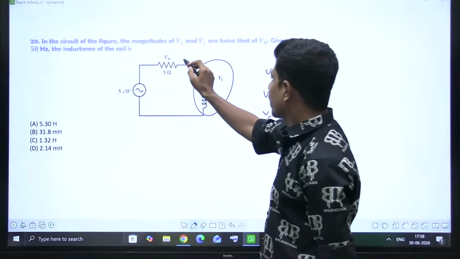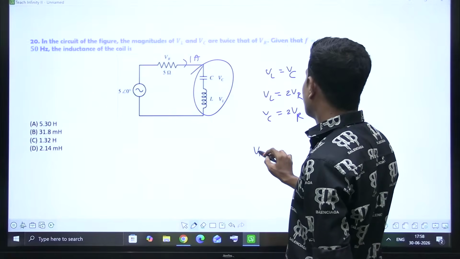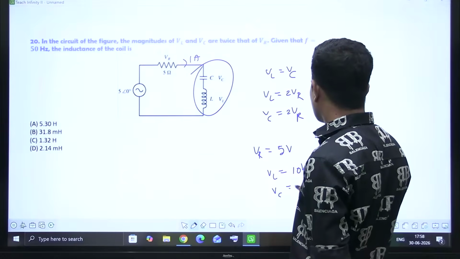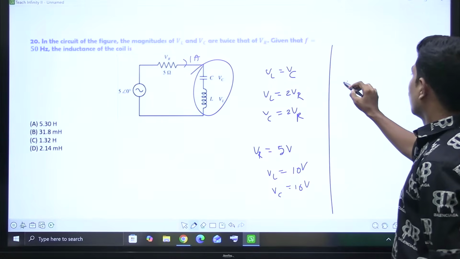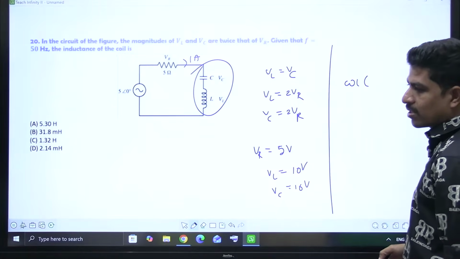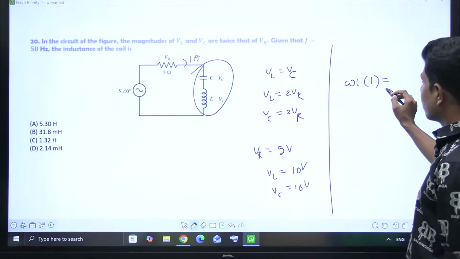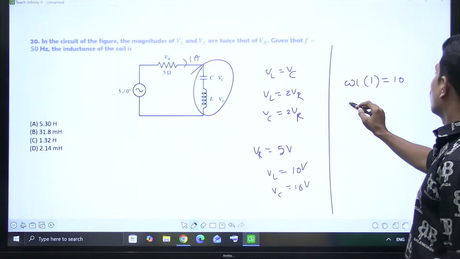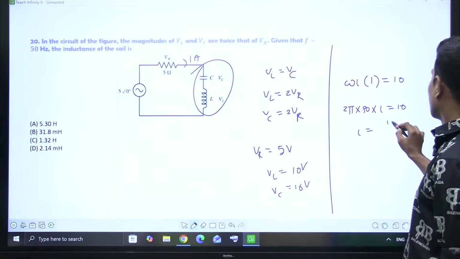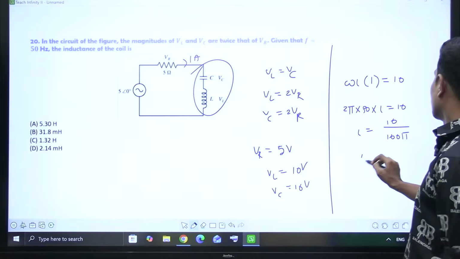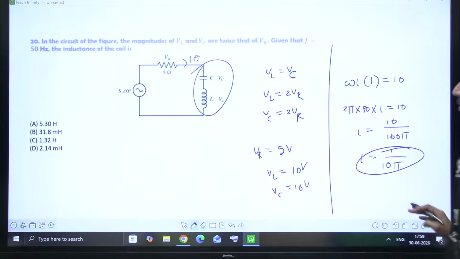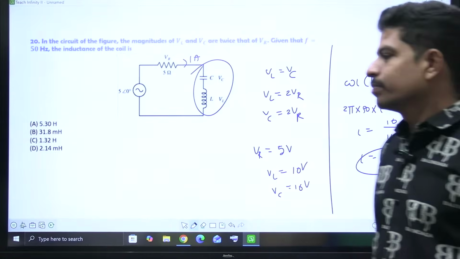Now the current is how much? Current is 1 ampere. Now what is VR? VR is equal to 5 volts. Now what is VL? VL is equal to 10 volts. VC is also equal to 10 volts. That's fine. What is VL? VL is equal to I into XL, where XL is omega L. I is 1, and VL is 10. So omega is 2 pi f, 2 pi f is 100 pi. L is equal to 10 divided by 100 pi. So L is equal to 1 by 10 pi, right? That's all. In terms of millihenry, whatever you get will be the answer.